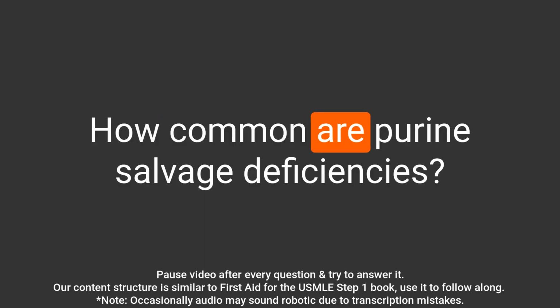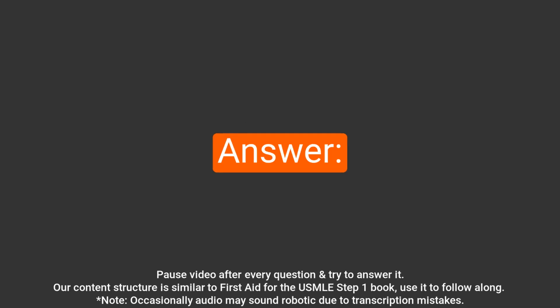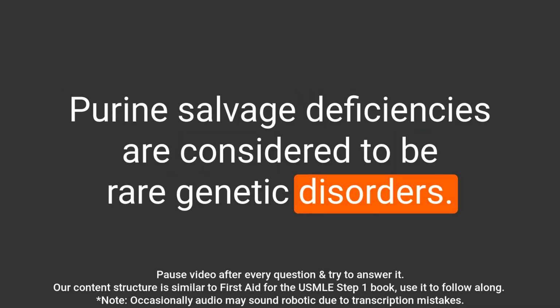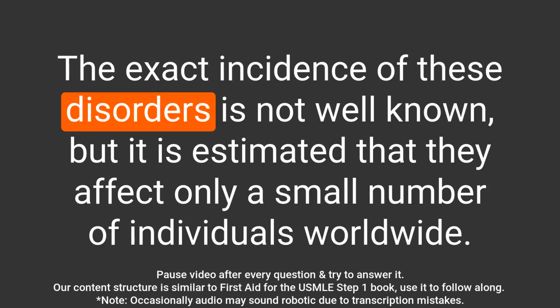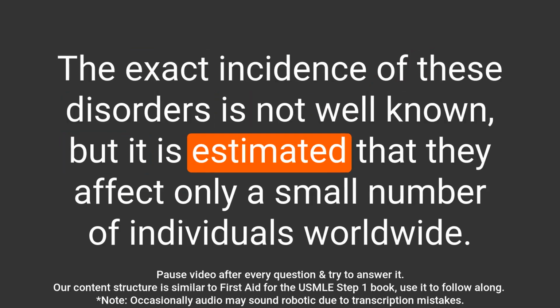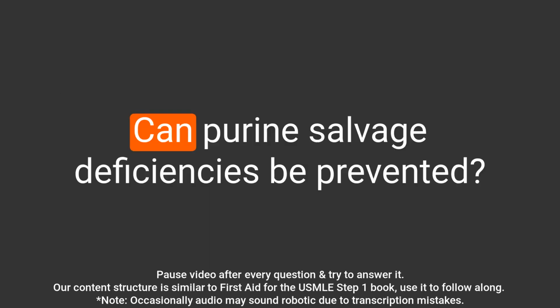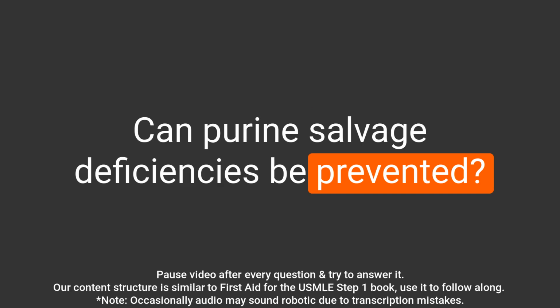Question: How common are purine salvage deficiencies? Answer: Purine salvage deficiencies are considered to be rare genetic disorders. The exact incidence of these disorders is not well known, but it is estimated that they affect only a small number of individuals worldwide.